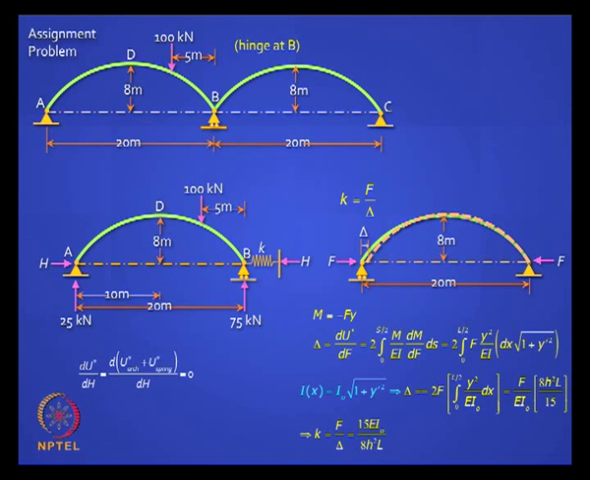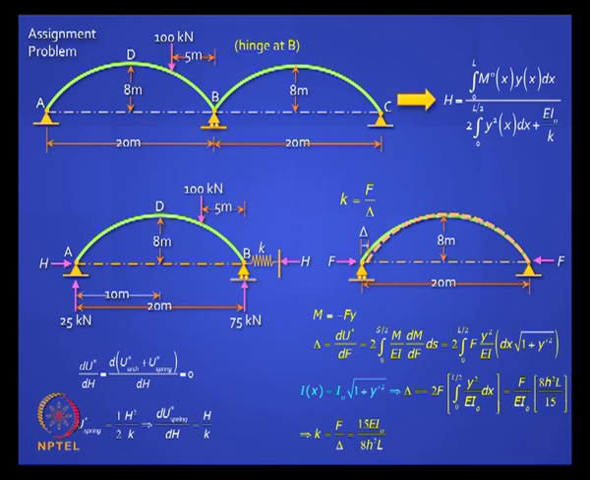Now, if you run that derivative through the second term, do you agree the spring energy is half h squared by k, because the force in the spring is h. You agree? And the derivative turns out to be h by k, which is nothing but the deflection in the spring, right. K you already know. So, you can now use this concept and get an expression for h.